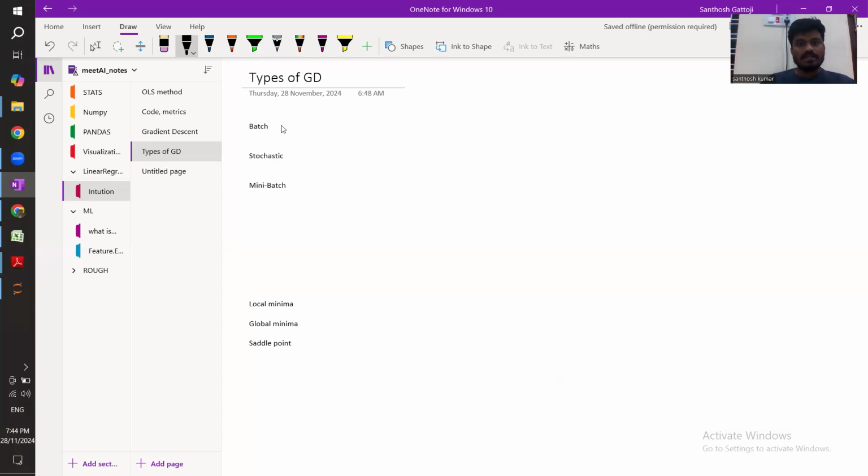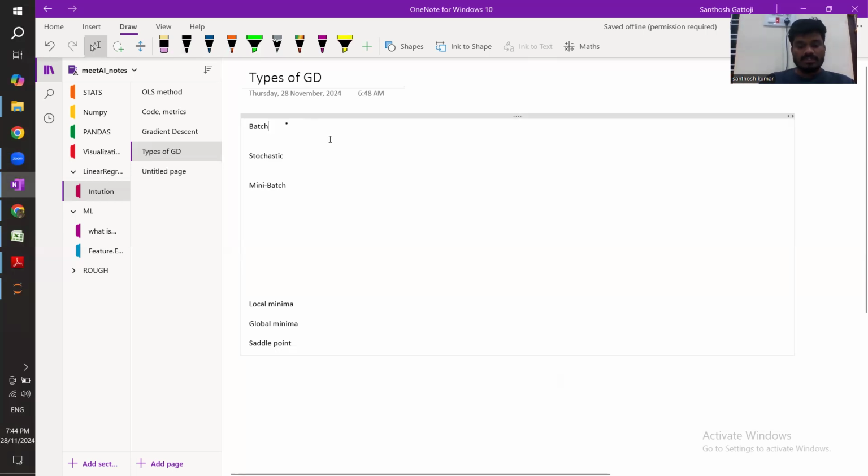So in batch, the name itself says that you will pass the whole data to update parameters. What does that mean? It is very simple.